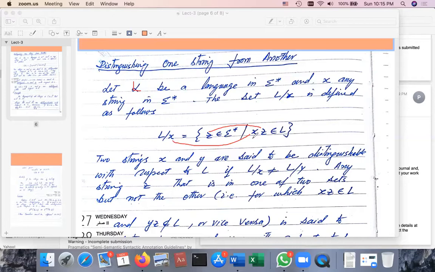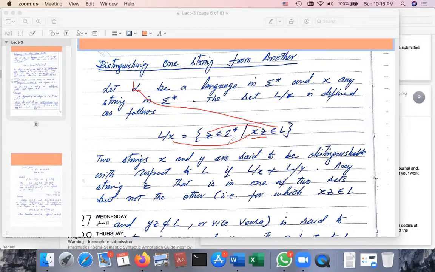And after concatenation, if you have some resultant string that again belongs to that language L, then we can say that this z belongs to this set. That is, the new string z that you have taken, after concatenation the resultant string again belongs to that language, then we can say that this resultant string is belonging to that language. So this is the definition or theoretical statement of this mathematical understanding.